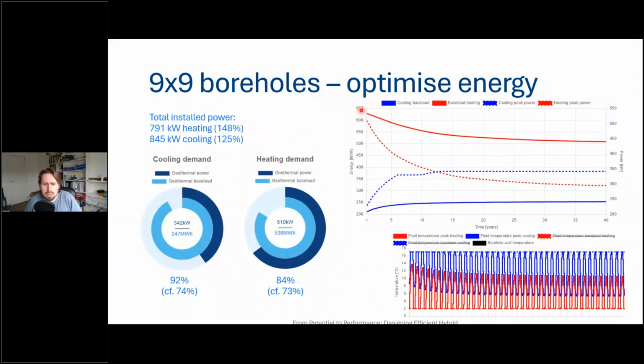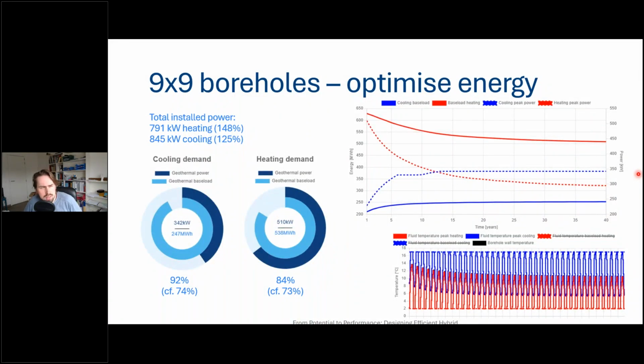So you can see that year after year, the peak power in heating decreases, and that's because of this imbalance. So we install this 510 kilowatts, but after 5 years, we can only use 400, and after 10 years, we can only use 350 kilowatts. So we install this ideally in order to tap into all the geothermal potential, but we can only use that power for a couple of years.